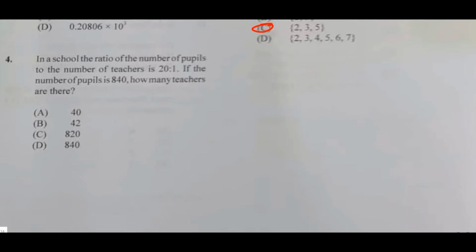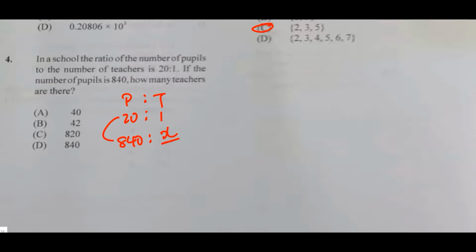Alright, number 4. So this is our page 1. So the last question on page 1. In a school, the ratio of the number of pupils to the number of teachers is 20 to 1. So pupils to teacher, 20 to 1. If the number of pupils is 840, how many teachers? So unknown.